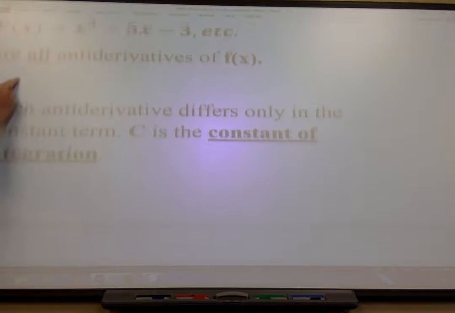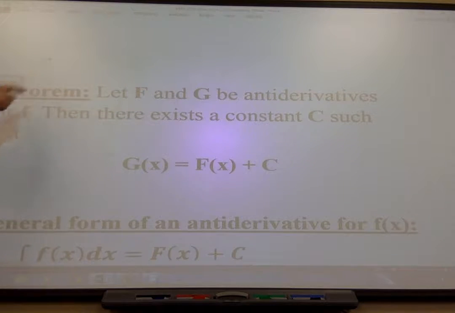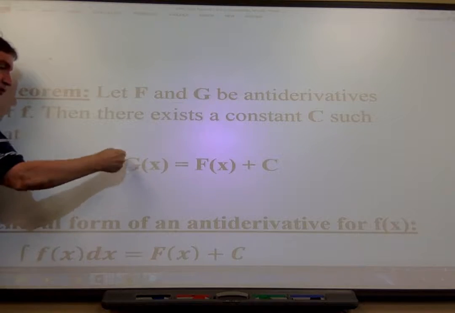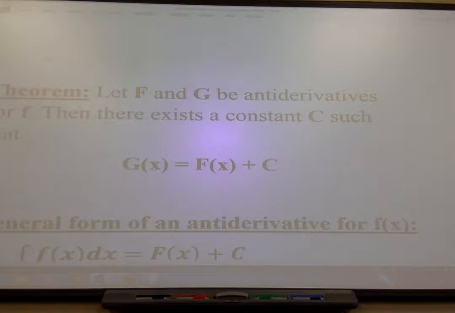So here's how we'll define that. We're going to say, let f and g be antiderivatives for f. Then there exists a constant c such that g of x, one antiderivative, is another one plus some constant c. They only differ by the constant.